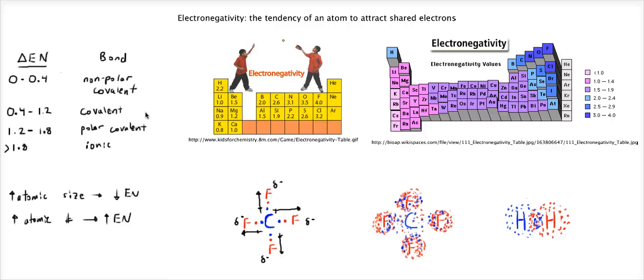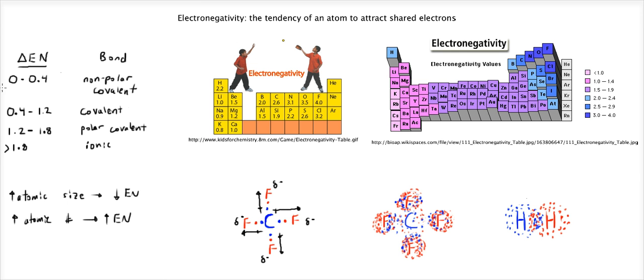In this video, we'll continue talking about electronegativity. Just to recap, electronegativity is the tendency of an atom to attract shared electrons. Electrons that are being shared between two atoms in a bond can be skewed in one direction if one atom has a much stronger or much higher electronegativity than the other.